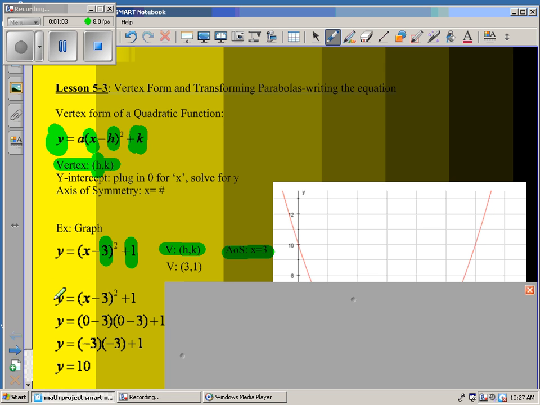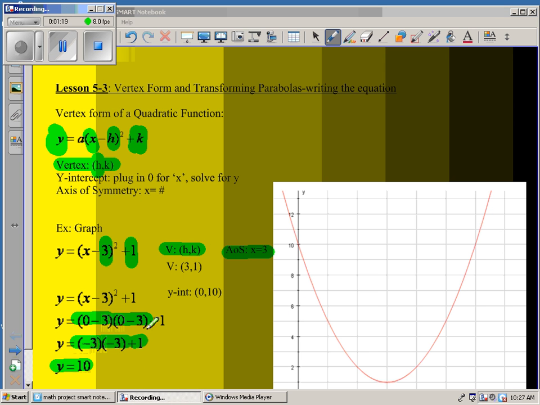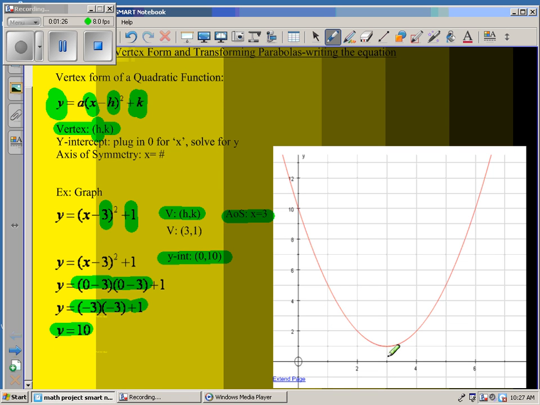Then we do y equals (x minus 3) squared plus 1. y equals (0 minus 3) times (0 minus 3) plus 1. You can combine these in order to get this. And this answer is 9 plus 1, which gives you y equals 10. Using that, we know that the y-intercept is (0, 10). And here's our graph for this equation. You have the vertex at (3, 1), and you have your y-intercept at (0, 10).